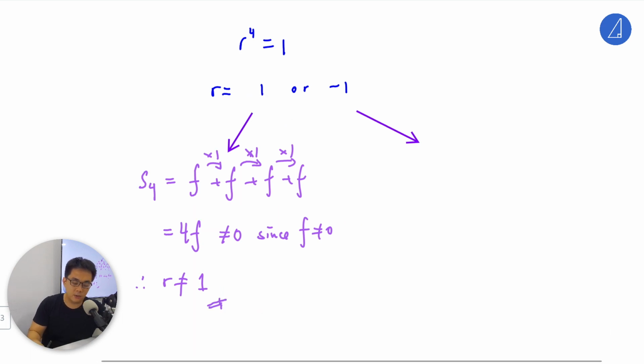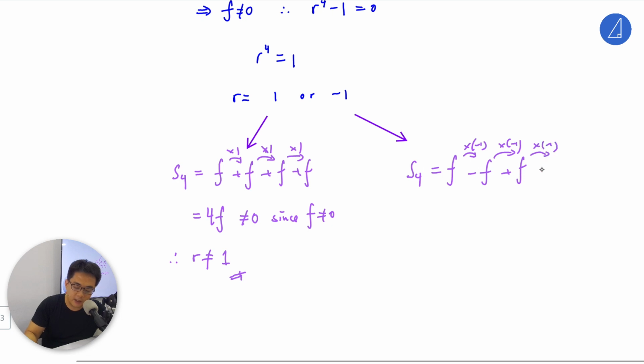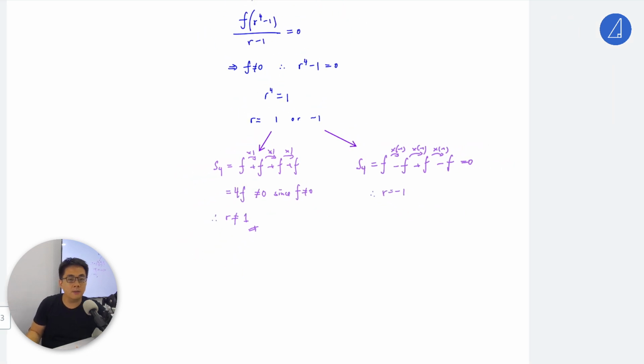You reject this solution here, because if you take r equals 1, S4 will definitely be 4f, which is not what you want. If r is minus 1, then this is minus f, then multiply by minus 1 again, this is plus f, then multiply by negative 1 again, this will be negative f. This will indeed be 0. So hence, r is equal to minus 1.